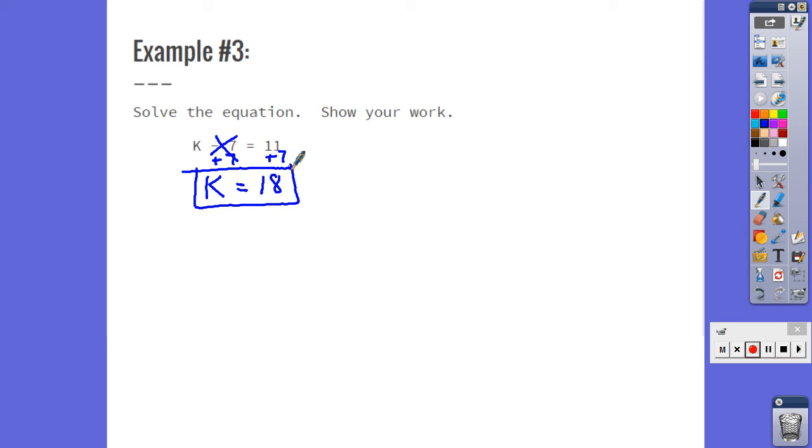So your problems should look like this. You need to write down the problem. You need to write down the step in which you are using opposites, and then you can write your answer and put a box around it.